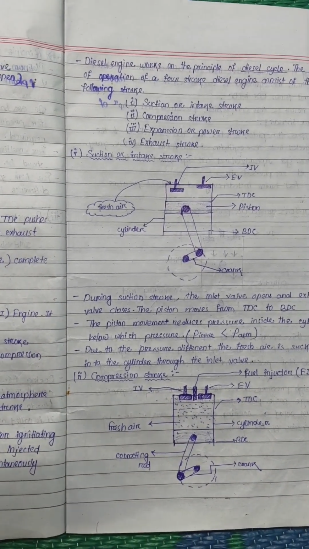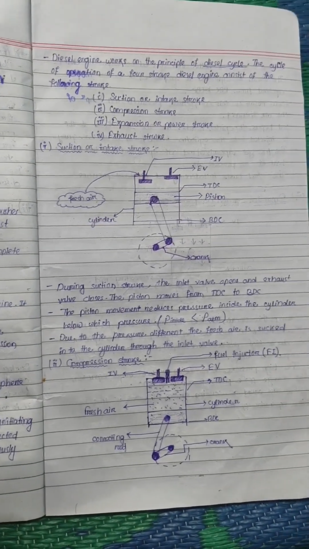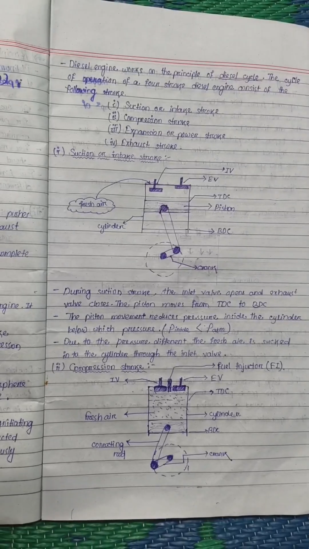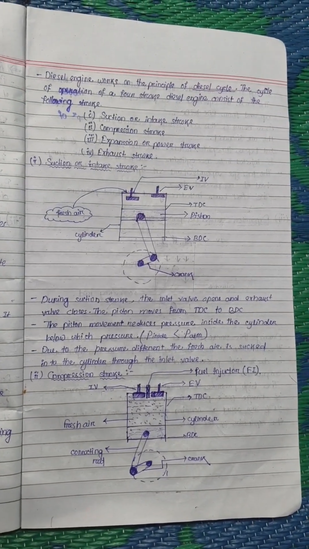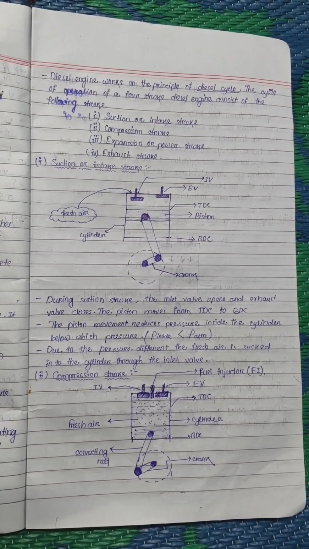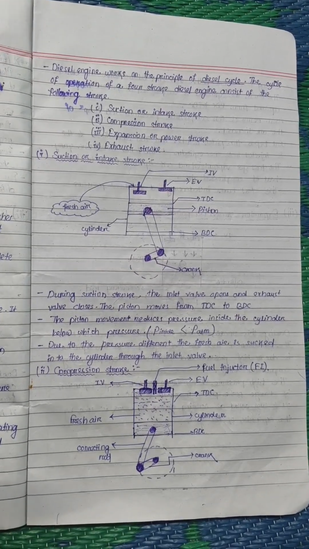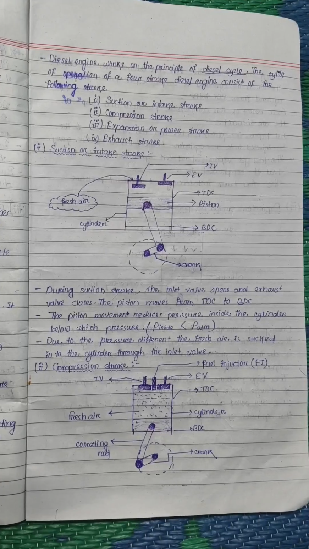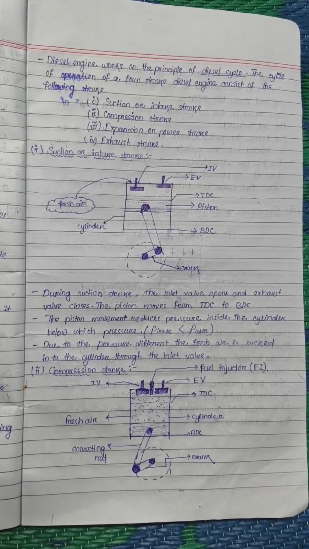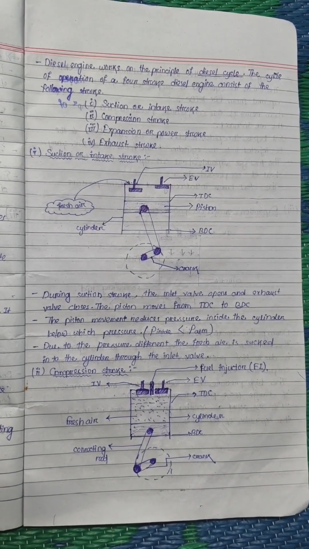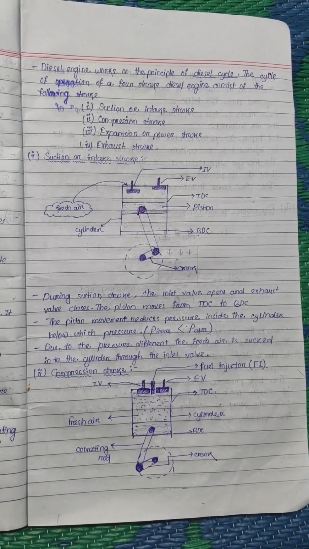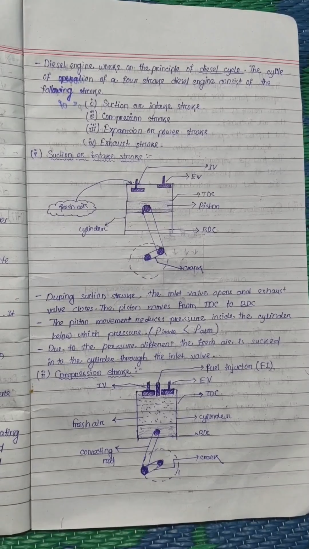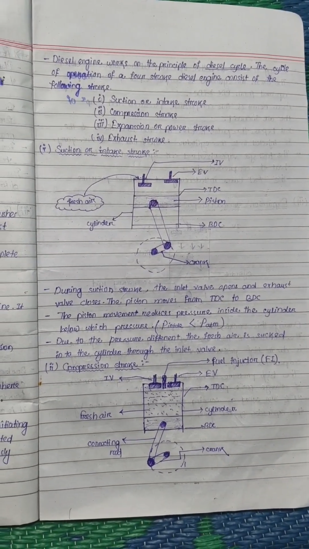In the suction or intake stroke, the inlet valve opens and the exhaust valve is closed. The piston moves from TDC to BDC. The piston movement reduces the pressure inside the cylinder below the atmospheric pressure, and due to the pressure difference, fresh air is sucked into the cylinder through the inlet valve.